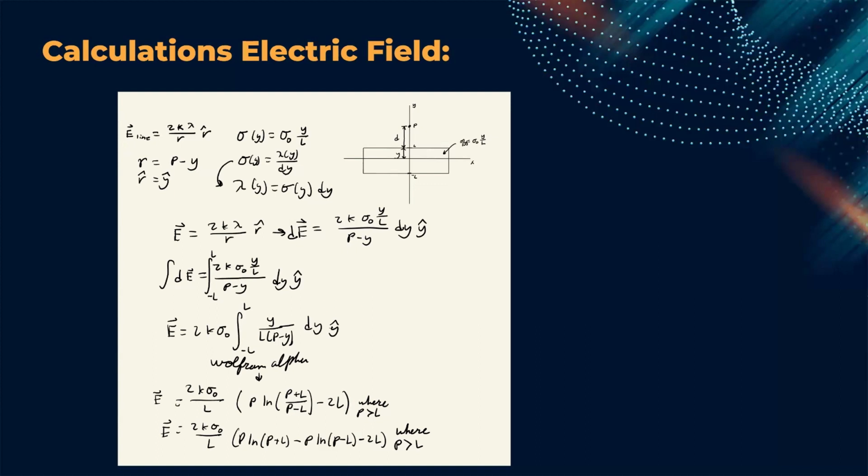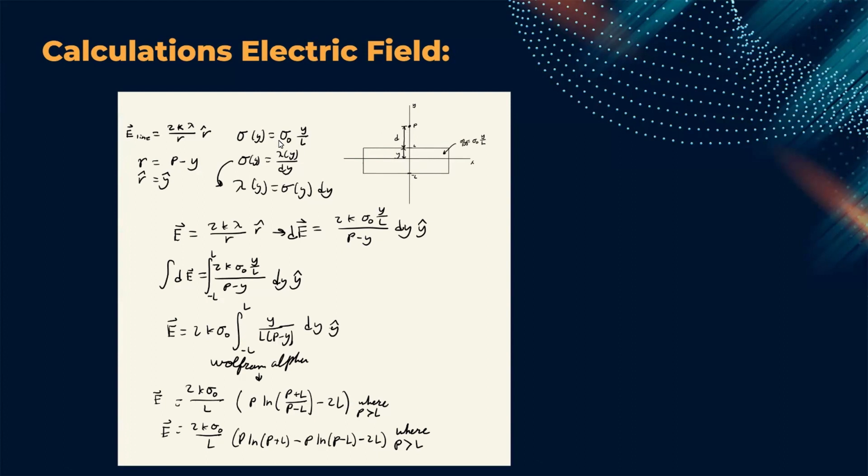Calculations for the electric field. First off, we can start out with the electric field calculation of a line, which is equal to 2k lambda over r in the r hat direction. R hat is equal to y hat because we are only dealing with a point charge on the y-axis, so our electric field will be in the y direction. R is equal to p minus y, where p is the point charge and the distance from the origin to the point, minus y, where y is the distance from the origin to the edge of the wire.